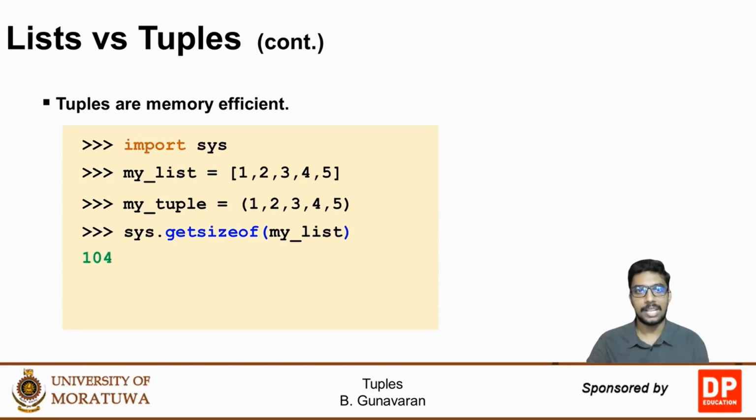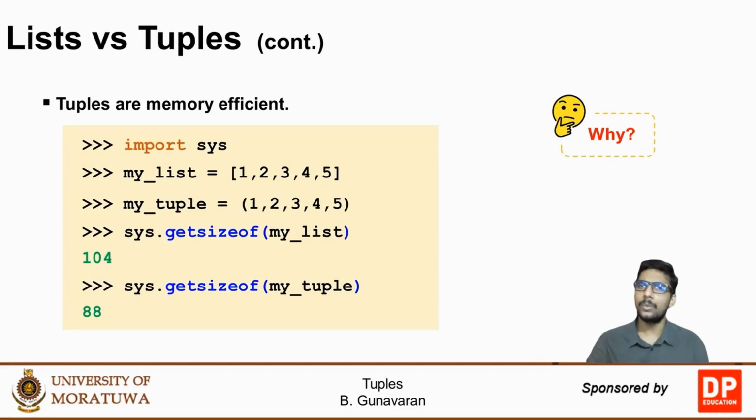Now, if we run sys.getSizeOf(mylist), we get the output 104, which means our list has consumed 104 bytes of memory. Let us do the same for our tuple as well. We can see that it has consumed only 88 bytes of memory, which is 15% less compared to our list. But why? Why do tuples consume less memory?